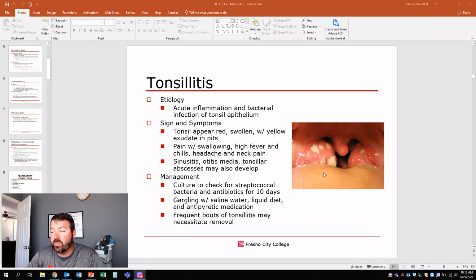Gargle with saline water, liquid diet, antipyretic meds. I think that's really it for the most part. A lot of times they might even go in and just take out your tonsils.